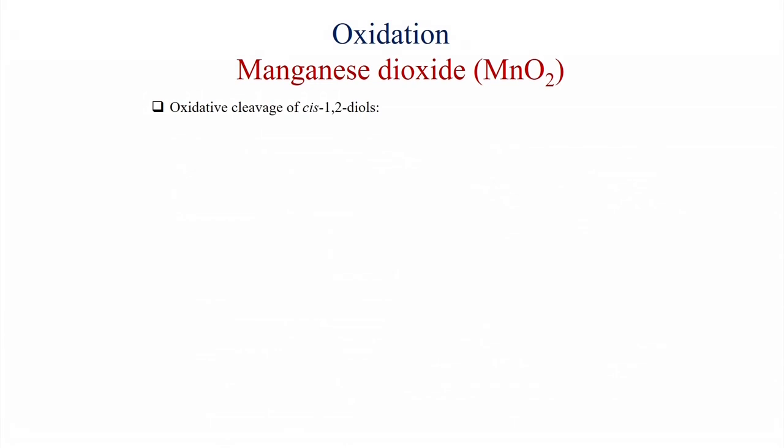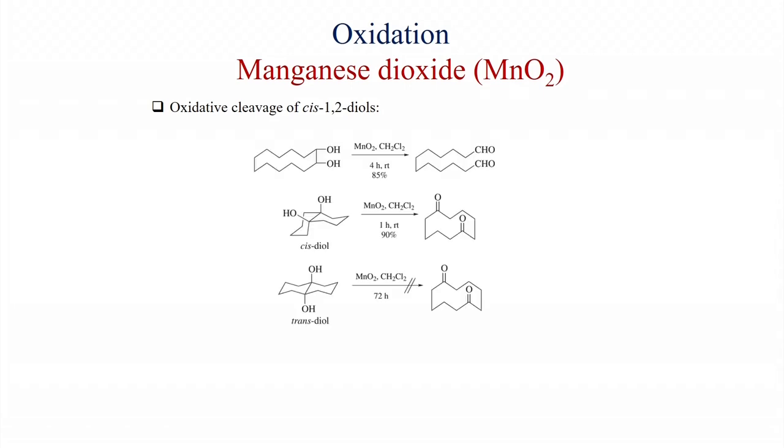Oxidative cleavage of cis-1,2-diols: manganese dioxide can also perform cleavage like sodium periodate. Here it has been found that various cis diols can be cleaved to dialdehyde with MnO2, like MnO2, dichloromethane, 4 hours, room temperature condition, this diol gives the dialdehyde in 85% yield. Here also the cis diol decalin system oxidizes to the dicarbonyl compound, because the secondary alcohols give the diketone, and a very high yield of the product is obtained.